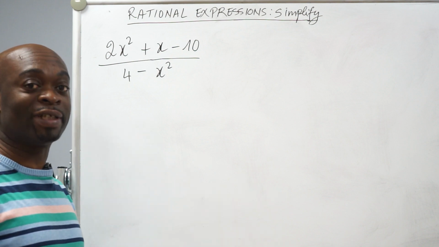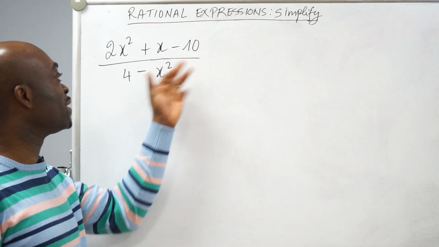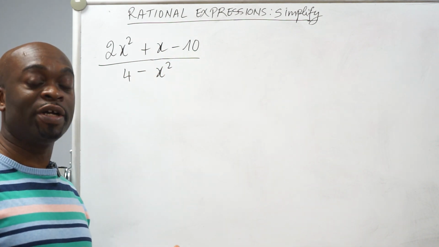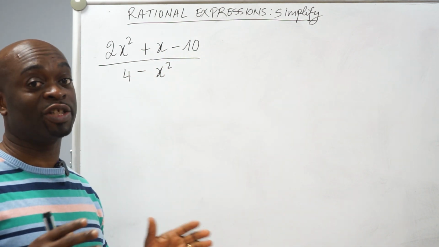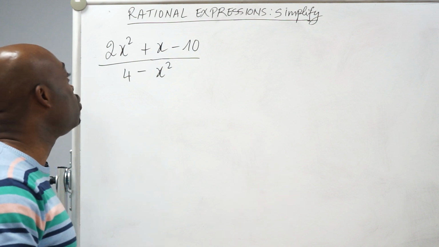Now how do we go about it? At this point, we have (2x squared plus x minus 10) over (4 minus x squared). The better way to go with it is to actually factor them. But what is a common mistake that people make? Somebody can just choose to do what?